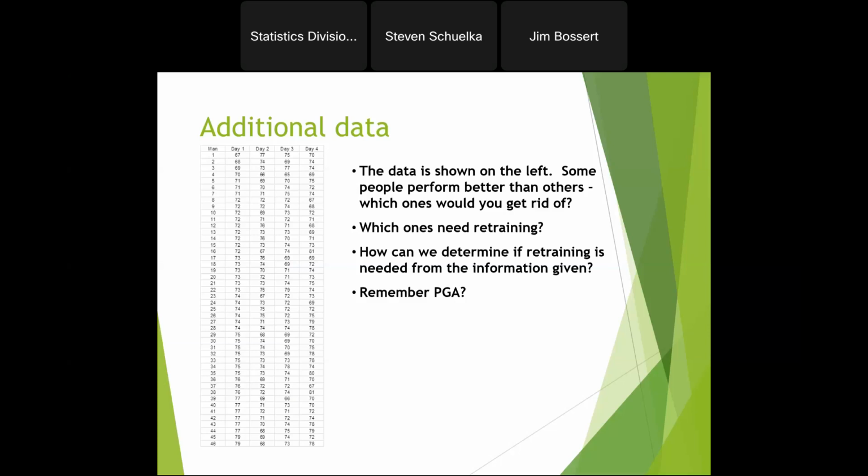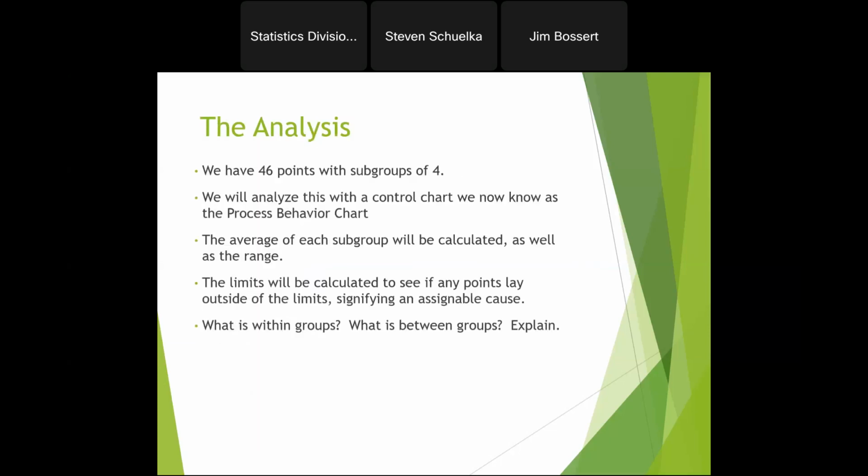So let's look at it from a practical perspective. We have 46 points. Of those 46 points, we have a subgroup size of. We're going to analyze this in a control chart, which we're now calling a process behavior chart because we're driving people's behavior. We're going to take the average of each subgroup, okay, and we're going to look at the range. And we're going to calculate the limits to see if any point is outside of the limits, which says, hey, something's going on that we can say is unusual and we need to react to it.